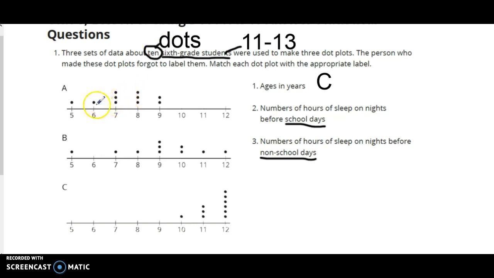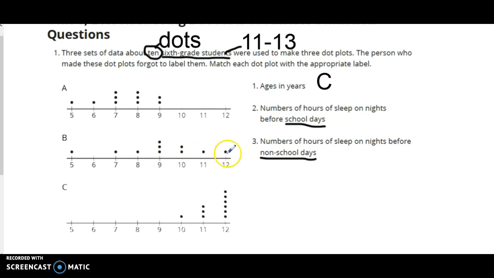So when I'm looking at A and B, A ranges from 5 to 9. I have a lot of dots in this 7 or 8 range. B ranges from 5 to 12. And I have dots really all over the place. So some people are getting more sleep. Maybe they're able to sleep in a little bit. That could have been part of your discussion.